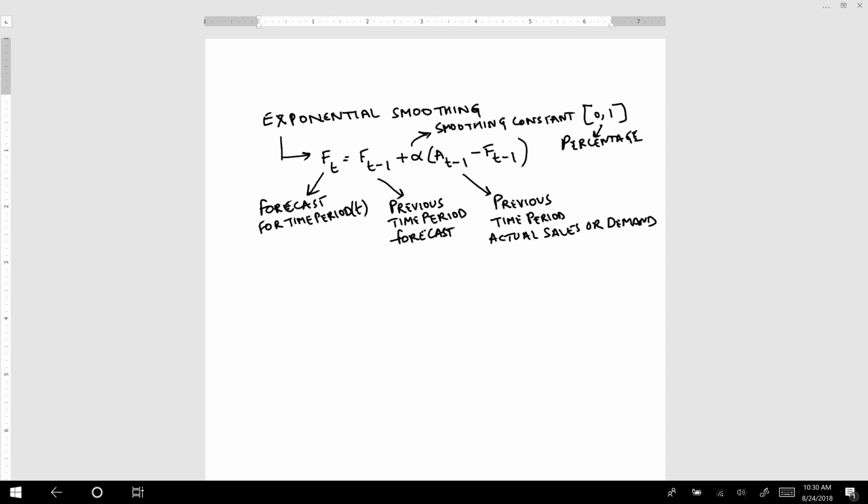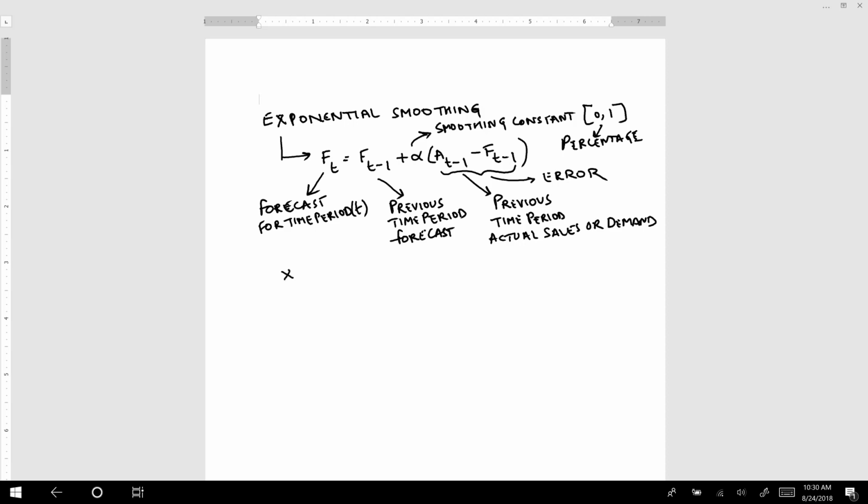In this, the main concept is the error portion. A of t minus 1 minus F of t minus 1 is the error you made in the previous time period. So you are trying to adjust the errors you are making in previous time periods by using exponential smoothing. We will try to understand the concept by using a problem.